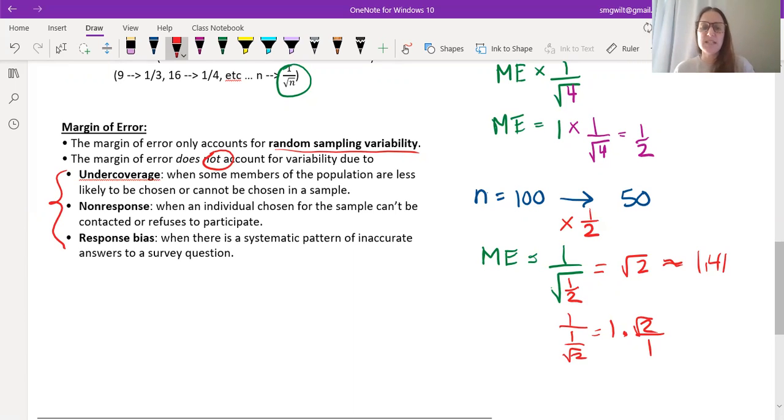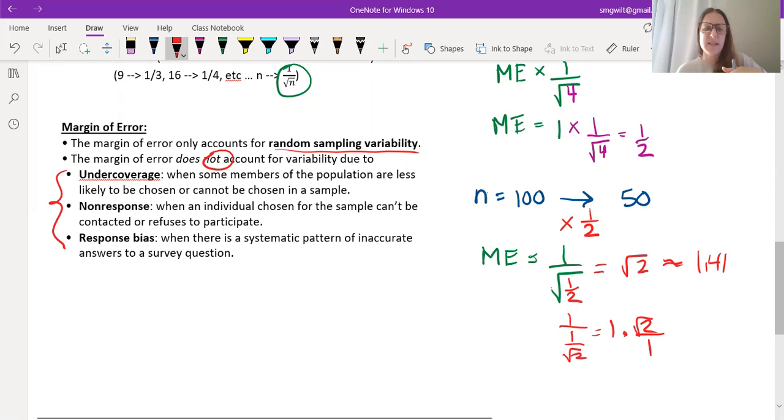Undercoverage is when some members of the population are less likely to be chosen or cannot be chosen in the sample. An example of that is if someone's making phone calls based on a list of landlines, because not everybody has a landline, or if they're making those phone calls to landlines during the normal work day, from 8 to 3. Lots of people are not home at that time because they're also working from 8 to 3. So that would be undercoverage.